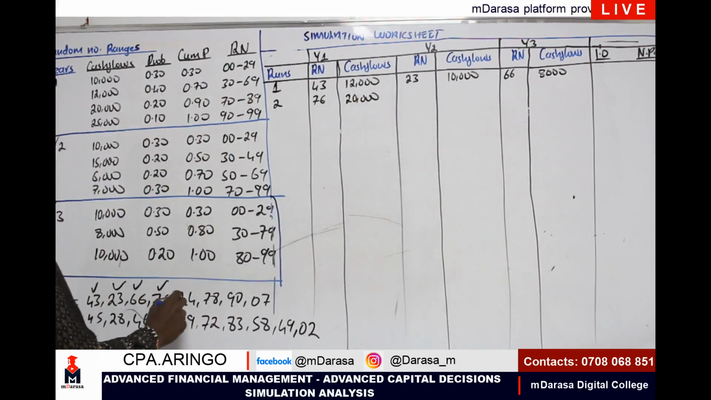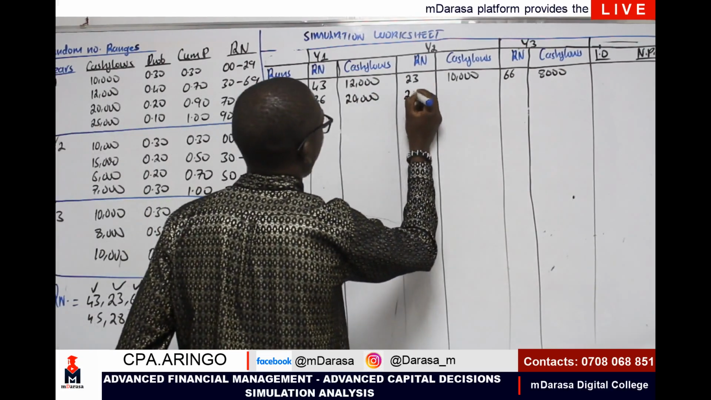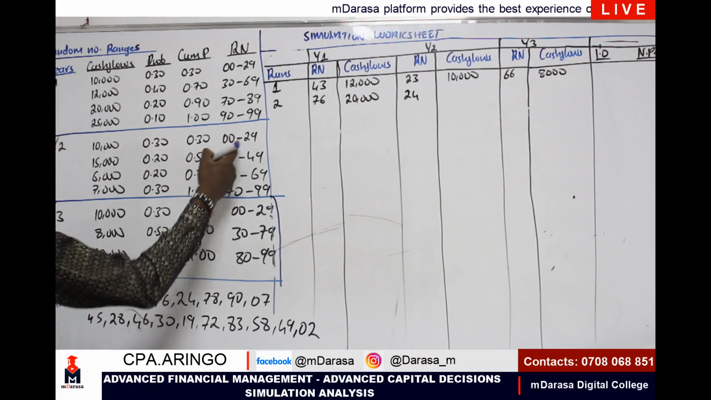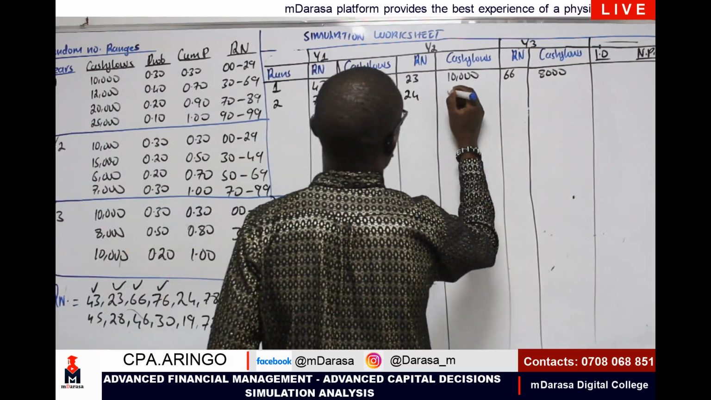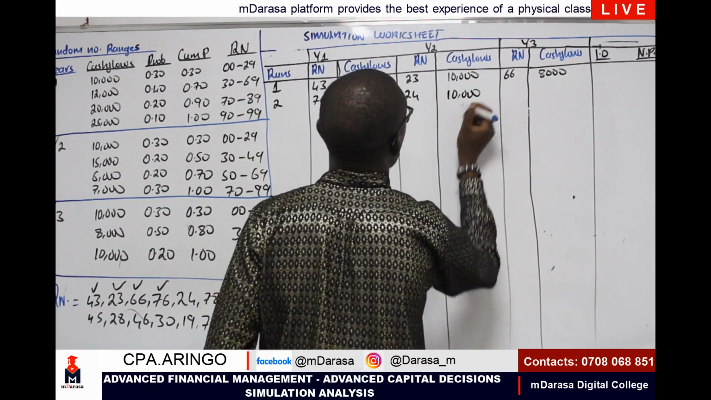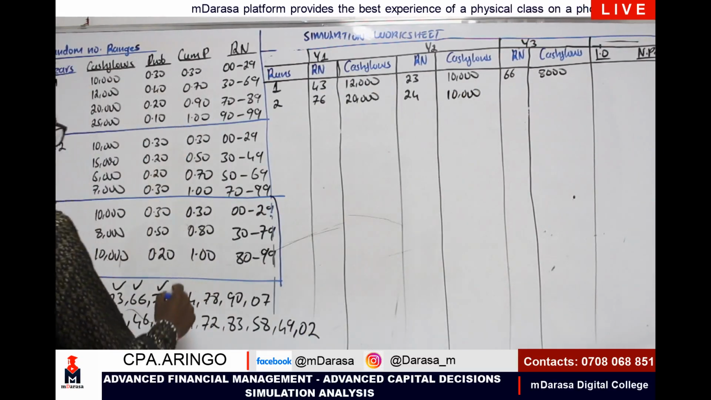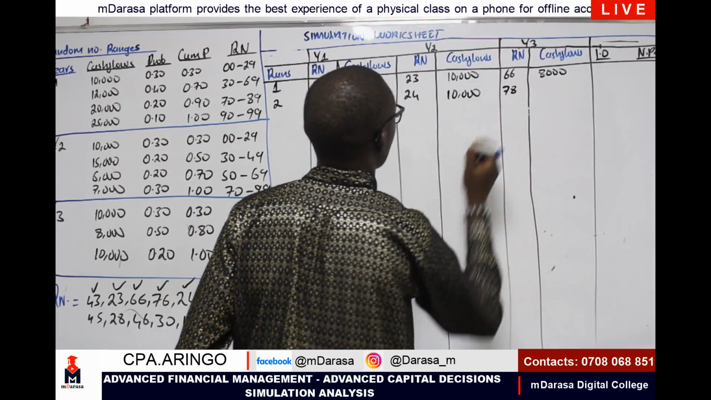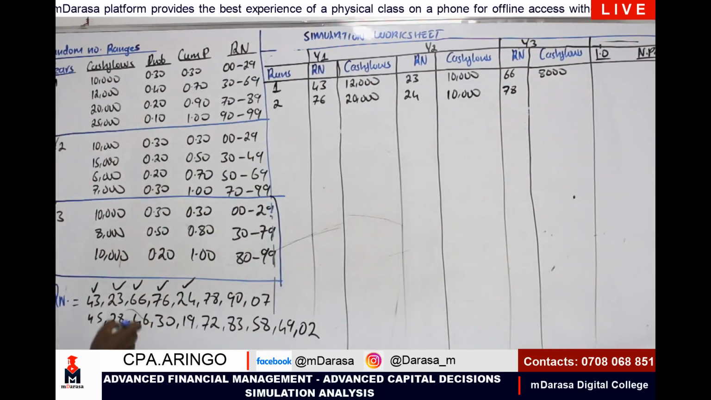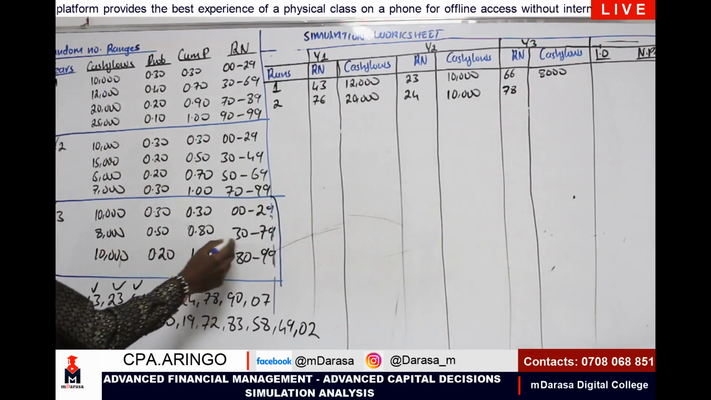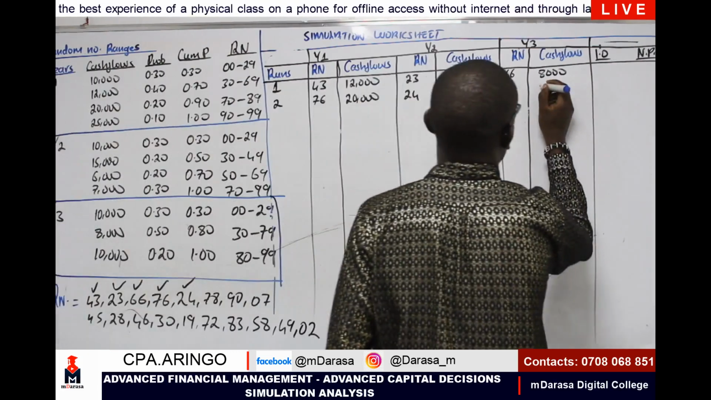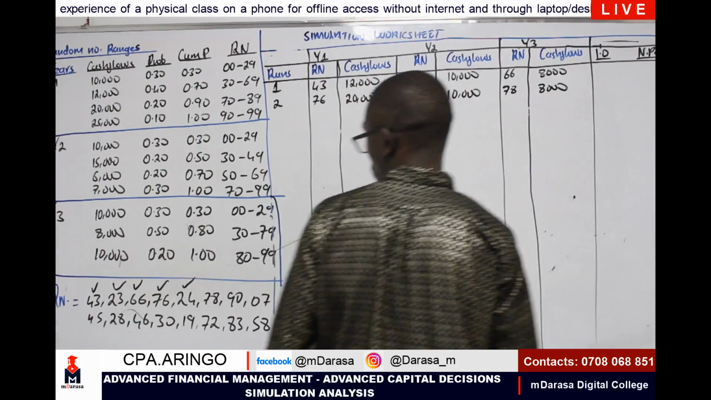The next random number is 24. Where is 24 falling in year 2? 24 is falling in between 0 to 29. So therefore, again, this is 10,000. What about the other random number here, 78? Where is 78 falling in year 3? In between 30 and 79. So basically, it's also 8,000. So we are done with that bit.